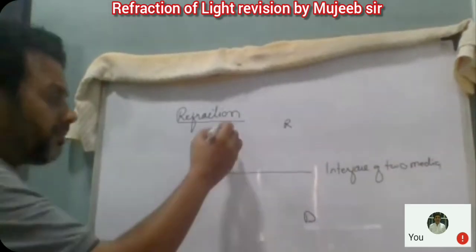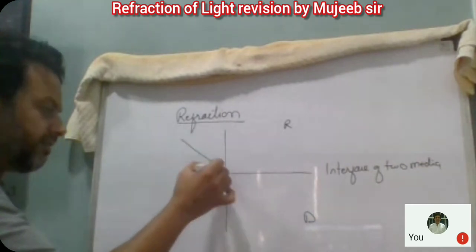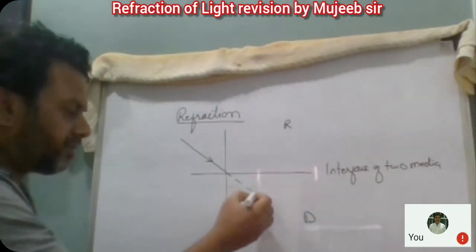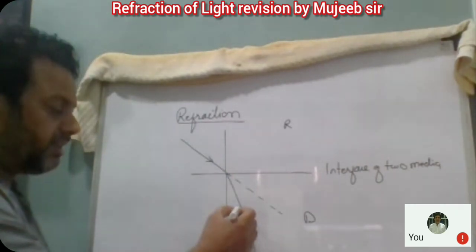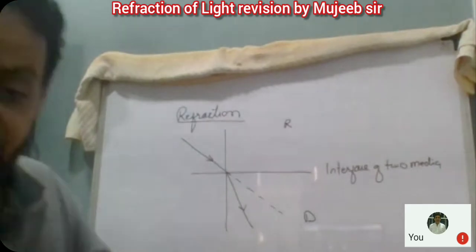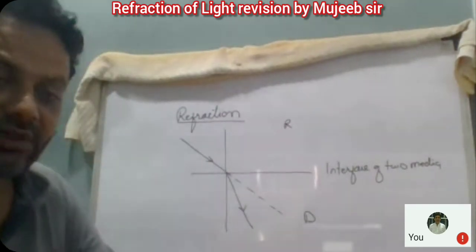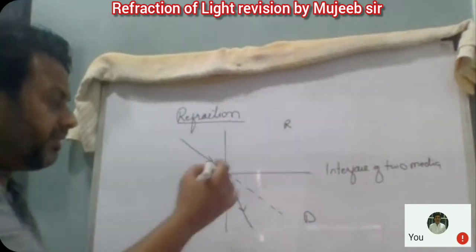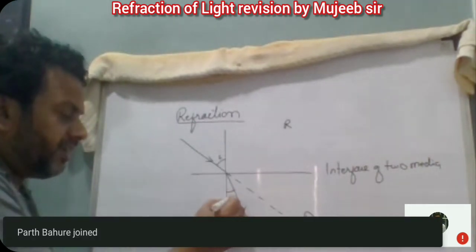Suppose this is our normal. If a ray of light comes from the rarer medium and strikes the interface of the two media, then instead of going straight, it bends the direction and goes in this direction. This mainly happens because of the change in the speed of light when the medium changes. This angle is called the angle of incidence and this angle is called the angle of refraction.